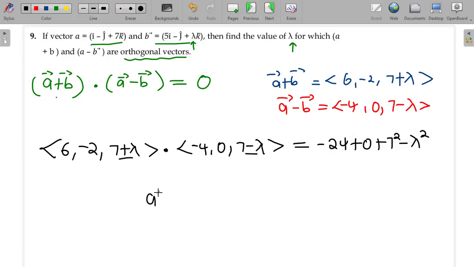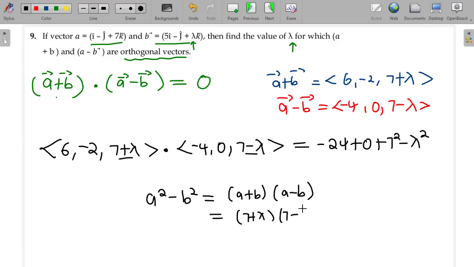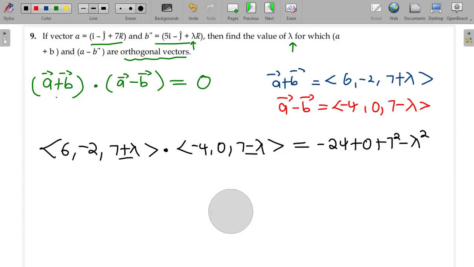Whenever I have a squared minus b squared, this is the same as a plus b multiplied by a minus b. So here I add 7 plus lambda and then 7 minus lambda. You see it's following the pattern. So I'll just say 7 squared minus lambda squared, but if you want, you can expand step by step. Now we're told this dot product should be equal to 0. So what do we have? I have minus 24 and then 7 squared, that is plus 49, minus lambda squared, is equal to 0.